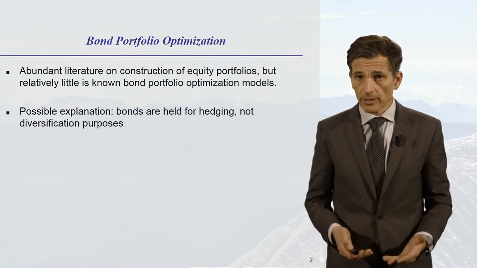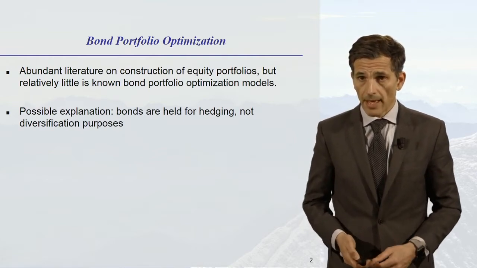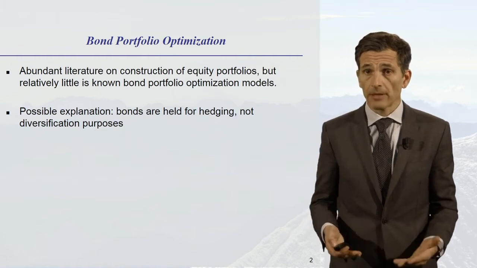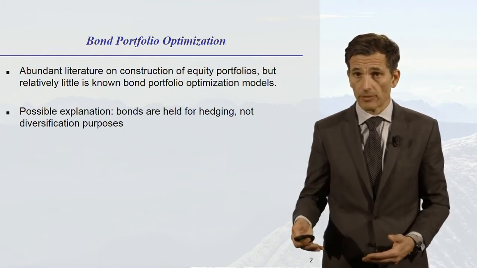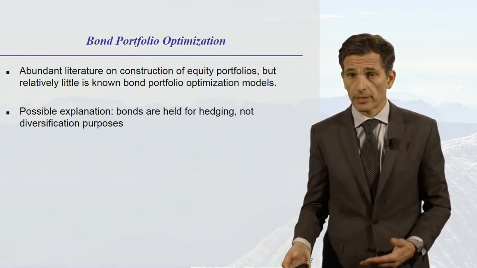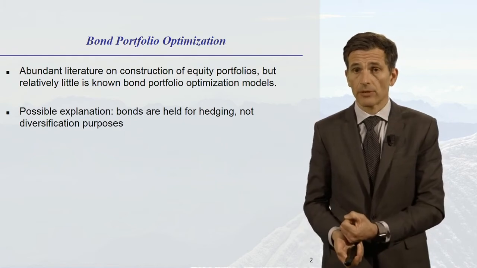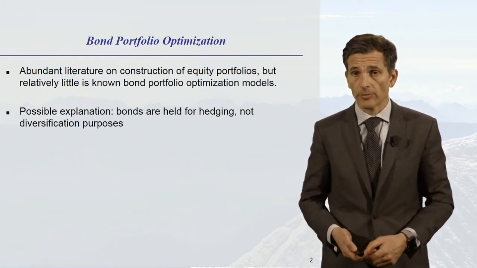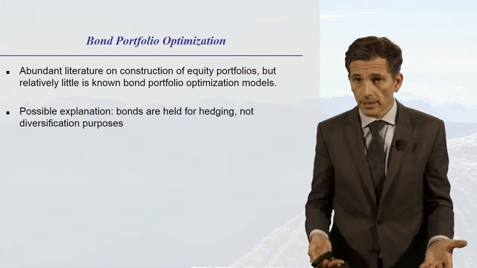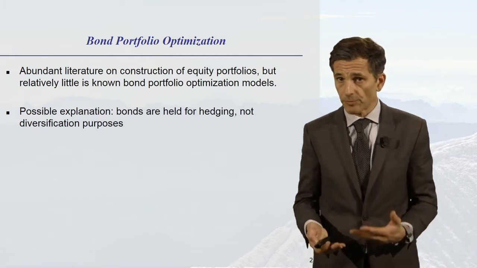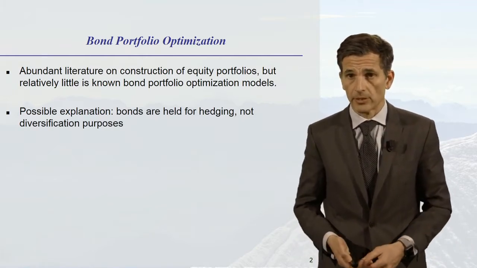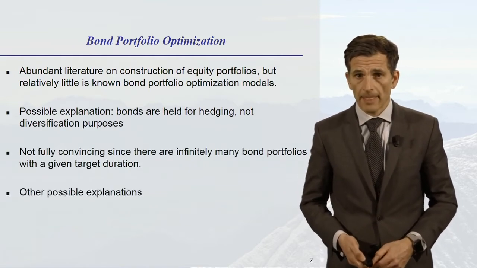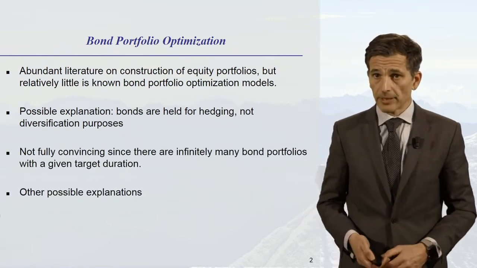Well, that explanation is not entirely convincing for the following reason. For one thing, there are actually infinitely many bond portfolios with a given duration constraint. So after taking care of the duration constraint, there still remains the challenge of constructing an efficient portfolio. And in any case, other investors are holding portfolios for purely performance-seeking purposes. So that's not necessarily why this is not the case. There are other possible explanations as well.